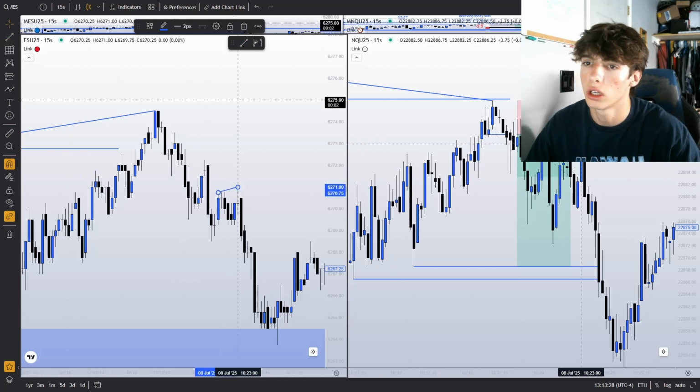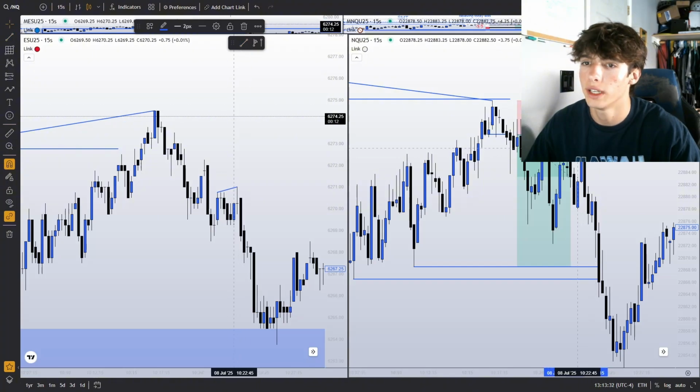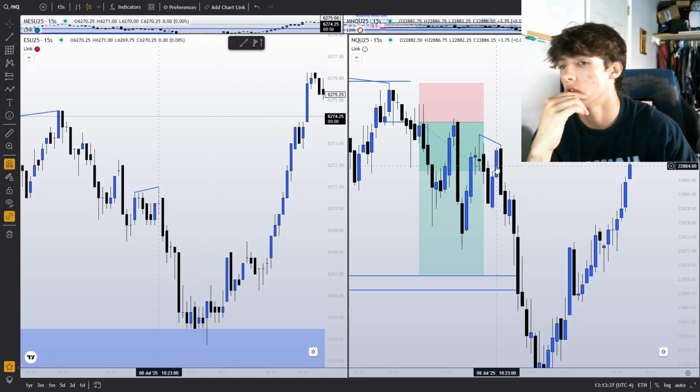If you look, this one didn't take liquidity, this one did. So we have a turtle soup SMT. That's a good place to look for an entry, right?